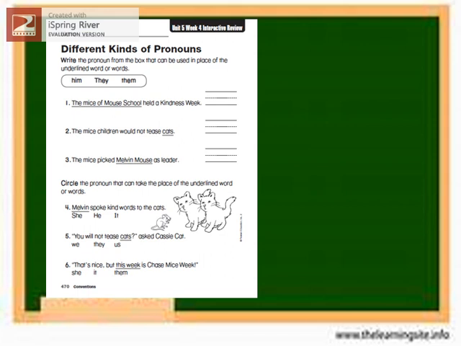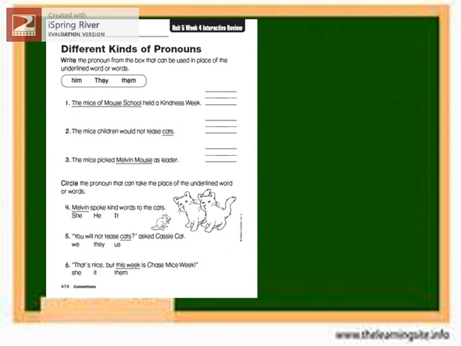You're going to write the pronoun from the box that can be used in place of the underlined word or words. The pronouns are him, they, and them. Number 1. Take a look at the underlined words. The Mice of Mouse School held a kindness week. Number 2. The mice children would not tease cats. Number 3. The mice picked Melvin Mouse as leader.